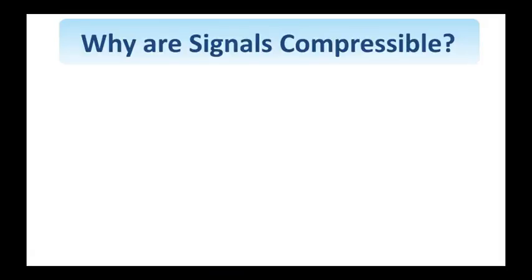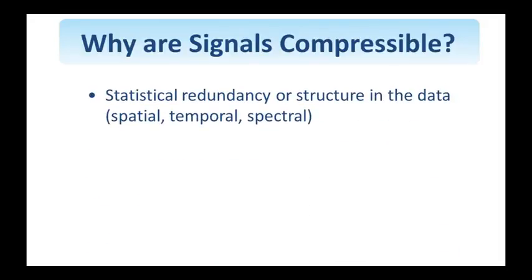One natural and important question is, why are signals compressible? There are two reasons for that. The first one is that there exists statistical redundancy or structure in the data, in the spatial, temporal, and spectral domains. If we're given, for example, an image with no structure in it, such as an image of white noise, then such an image is not compressible. None of the existing algorithms would be able to reduce the number of bits required to represent such an image. This redundancy manifests itself in the form of correlations in the data.